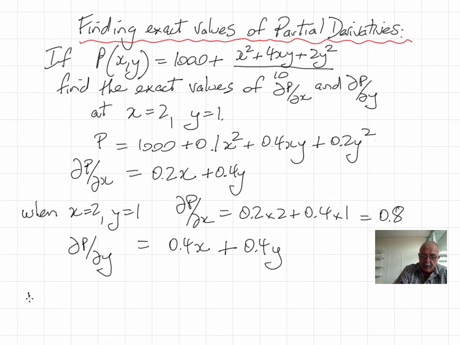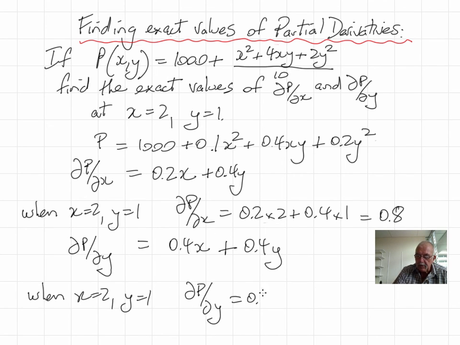So our next thing is to do the substitution when x equals 2 and y equals 1. Partial dP/dy equals 0.4 times x, which is 2, plus 0.4y, with y equal to 1. And we get a value of 0.8 plus 0.4, which will be equal to 1.2.